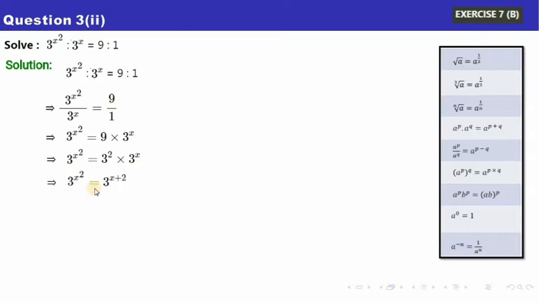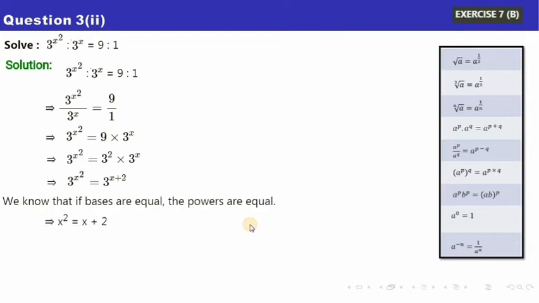Now here also base is 3, here also base is 3. That means if the bases are equal, then powers are also equal. Now what is the power here? Power is x square. So x square is equal to, here the power is x plus 2. Now let me take everything to the left hand side. Okay, so if you do that, this becomes, so this goes over there. Remember, this goes here and becomes minus x, and this goes over there, becomes minus 2 equals to 0.